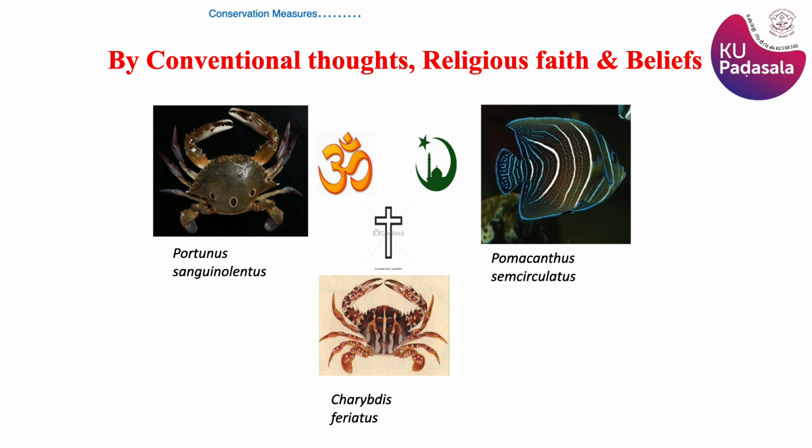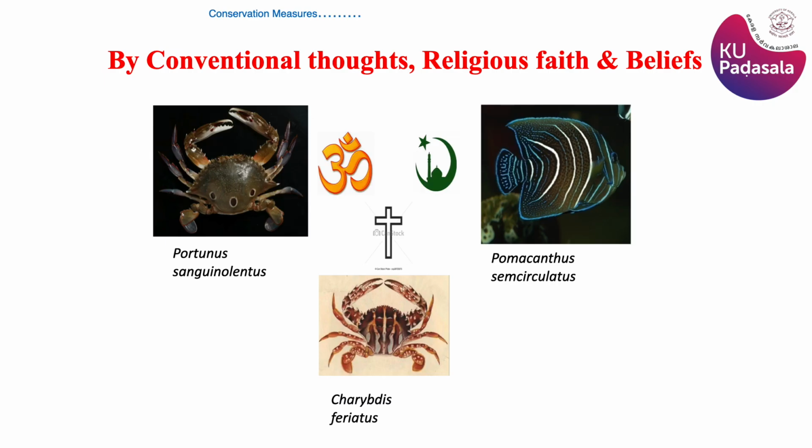By conventional thoughts, religious faith and beliefs. This is especially so in the Indian context, where we venerated many organisms in the name of gods or as the vehicles of the gods. For example, here in the marine systems also, there is one crab, what you are seeing on the left is a Portunus pelagicus, which Hindus venerate as a matter of veneration of Lord Shiva, as Lord Shiva bears three eyes. Similarly, there is a crab called the cross crab, what you are seeing at the center is a Charybdis feriata, which has a cross on its carapace, on the shell. Christians venerate this, they respect this.